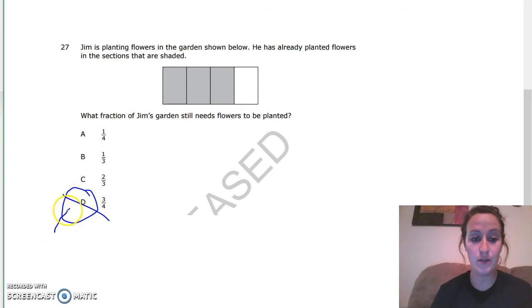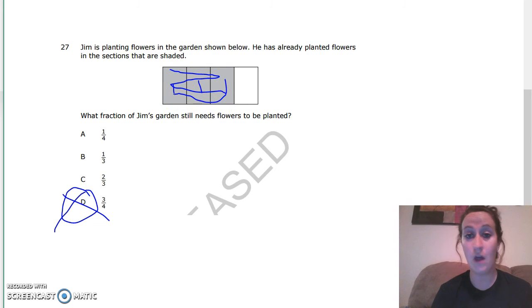D would not be your correct answer because D is telling you 1, 2, 3 out of 4. So 3/4 of the garden still needs flowers. But we know that Jim has already planted flowers in the sections that are shaded. So these 3 sections right here already have flowers. So they do not need flowers now. So that is why there's only one section that is left over, and that fraction would represent 1/4.